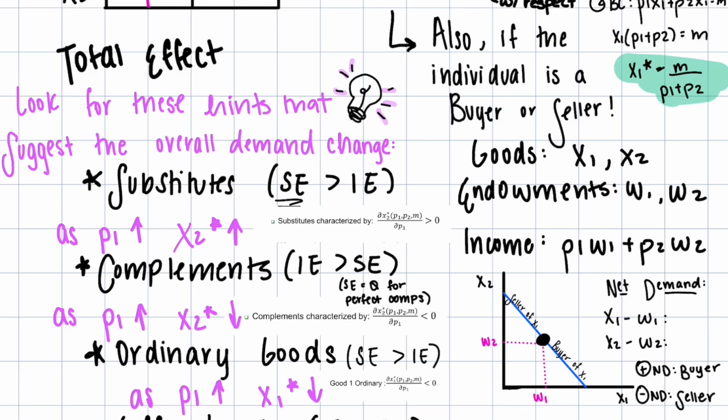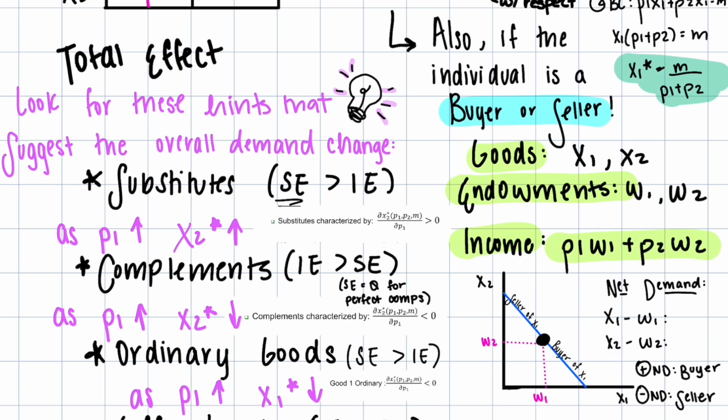Another thing that will tell us what's going on with income effect is if we are a buyer or a seller. So this goes into another topic in 10A. We still have our goods x1 and x2, but now with buying and selling, we introduce endowments. Endowments are initial holdings of goods that we already have. And so the idea here is that our income is actually the value of our endowment, because if we wish, we can go sell our endowments.